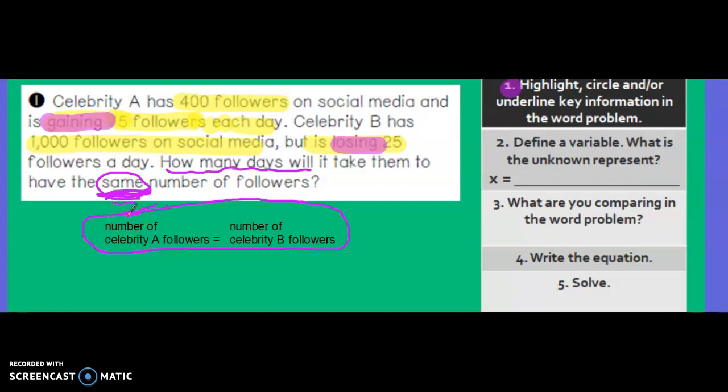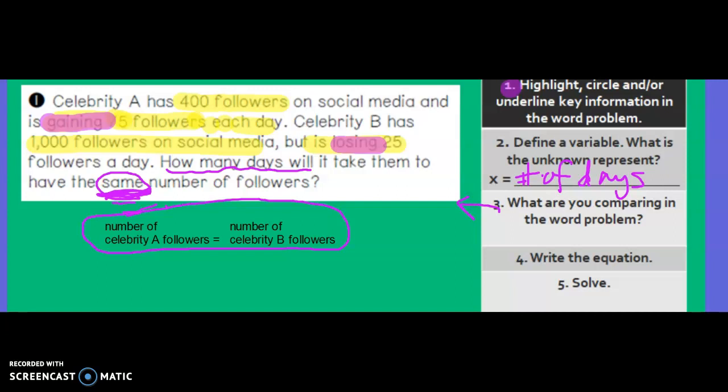So let's figure out what our variables should be. X is going to stand for the thing that we don't know. So what don't we know? We don't know the number of days. So hopefully you said X can represent the number of days it'll take for them to have the same number of followers. We already answered the question that we're comparing celebrity A's followers to celebrity B's.